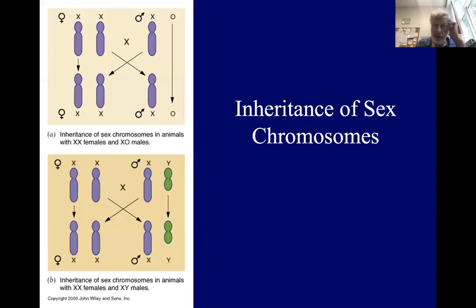And this shows you in the upper panel how that works, where the male has 1 X only, the female has a pair of X. So the male determines the sex of the offspring by whether his sperm carries an X chromosome or carries no sex chromosomes.